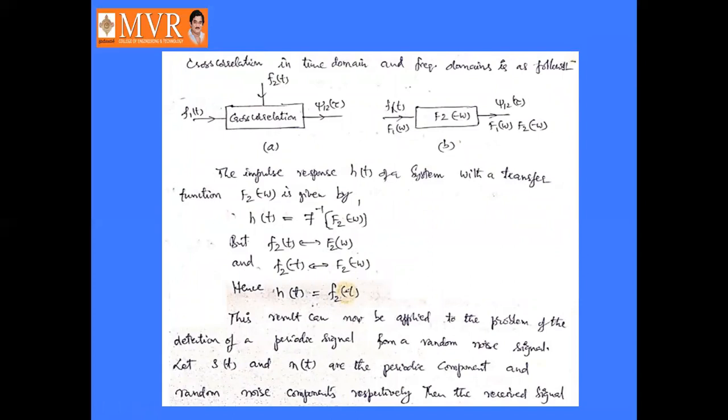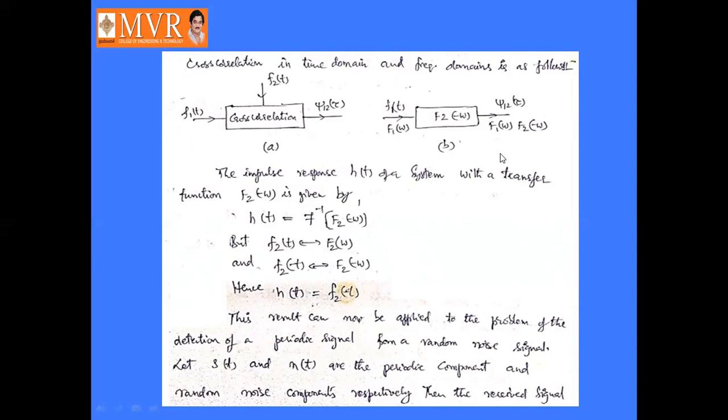So consider these two diagrams. This is the cross correlation function. Here the input is f1, and this is the other function f2(t). So J12 is nothing but the cross correlation of f1(t) and f2(t). This is in the time domain, and this is in the frequency domain. Coming to the frequency domain, the transformation of f1(t) is F1(omega), and the transformation of f2(minus t) is F2(minus omega). So the product of these two is F1(omega) into F2(minus omega). This is the cross correlation in the frequency domain.